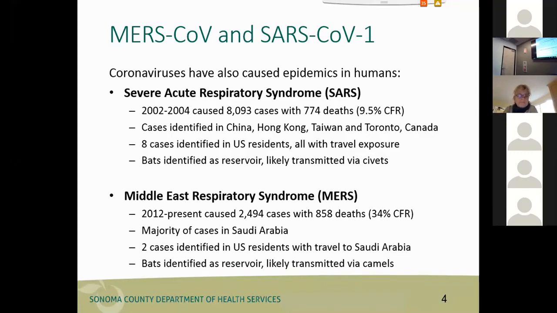And then the second one was Middle East respiratory syndrome, or MERS. And this has been causing illness from 2012 to present, with 2,494 cases and 858 deaths, which gives it a 34% case fatality ratio, much higher. The majority of these cases were in Saudi Arabia, and there were 2 cases identified in US residents with travel to Saudi Arabia. And again, bats were identified as the reservoir, likely transmitted via camels.